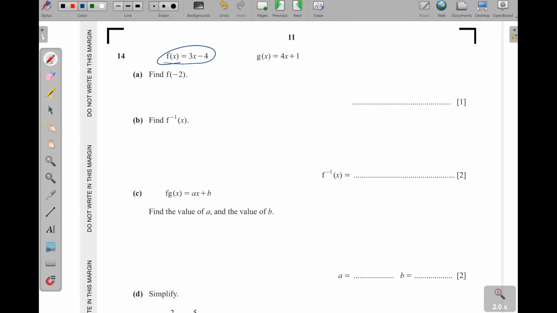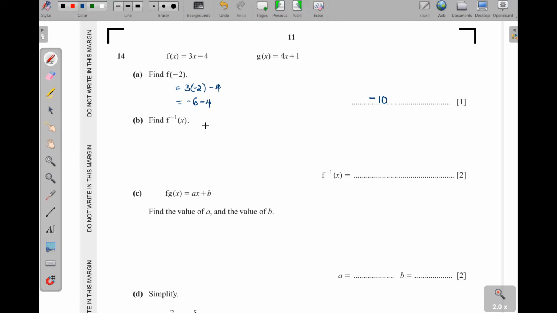Question 14 is coming from functions. F of x is equal to 3x minus 4. G of x is equal to 4x plus 1. And then part A, f of minus 2. That means we go to where x is, and then we replace it with a negative 2. So meaning we shall have 3 times a negative 2, then minus 4. 3 times negative 2, that one will give us negative 6. Then minus 4, we shall get negative 10.